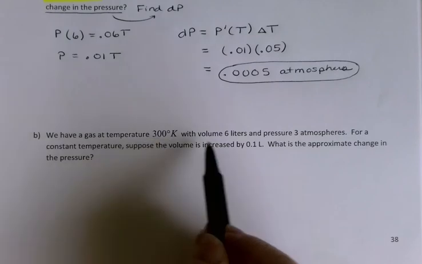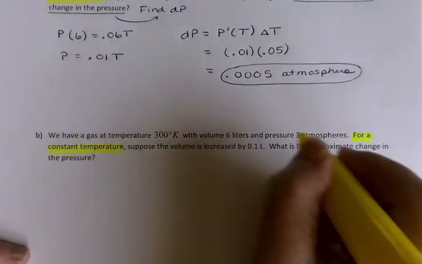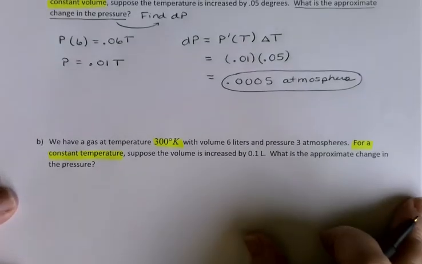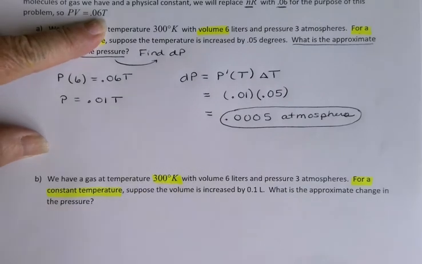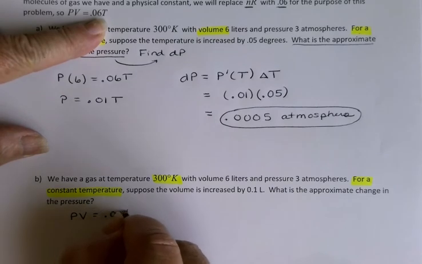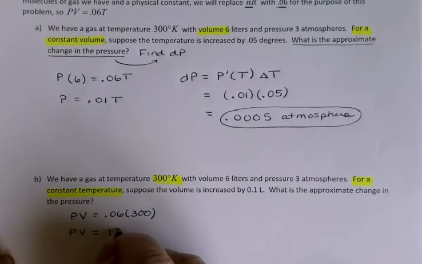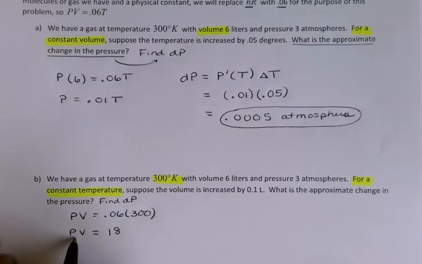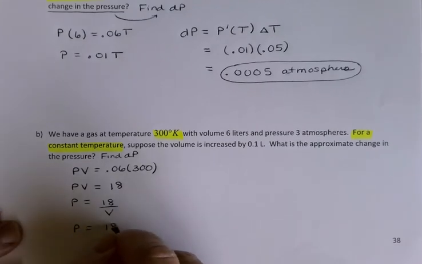All right, in part B, we have a related problem. Still have a gas at a temperature of 300 degrees Kelvin, volume 6 liters, pressure 3 atmospheres. But this time, I'm going to say, what if we keep the temperature constant? So that temperature is a constant 300 degrees, and the volume is increased by 1/10 of a liter. Now what's the approximate change in pressure? So we'll go back to our original equation. PV equals 0.06T. And since my temperature is constant, I'm going to put the 300 in for T. So PV would equal 18. Ultimately, I want the approximate change in pressure, so my goal again is to find dP, meaning I want to solve my equation for P. So P would be 18 divided by V, or since I know I'm going to have to take a derivative, I might want to think of that as 18V to the negative 1.